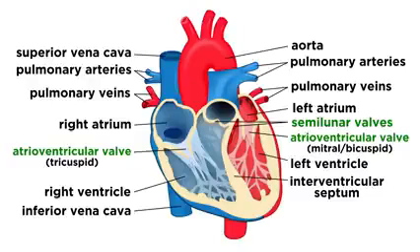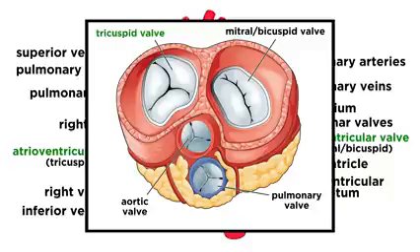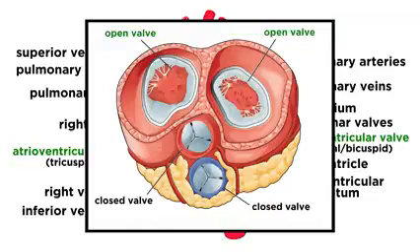Another important feature is the heart valves. These ensure the unidirectional flow of blood, meaning they keep the blood going in the correct direction. There are two atrioventricular valves, or AV valves, which connect each atrium to its corresponding ventricle. The right one is tricuspid, meaning it has three little flaps, whereas the left one is mitral, or bicuspid, meaning two flaps. When the heart is relaxed, blood flows through, but when a ventricle contracts, the valve will close due to the change in pressure.